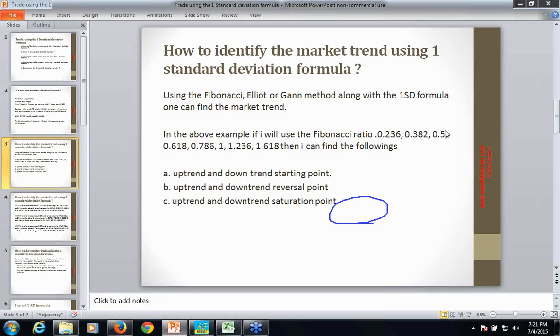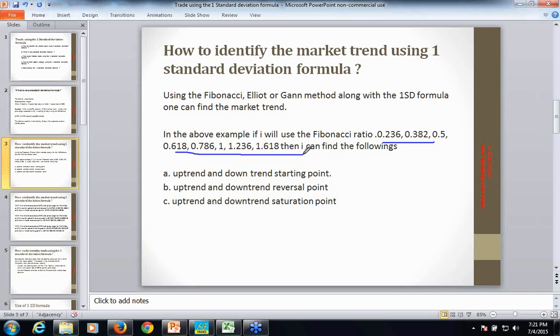Now coming to the next part of my presentation, wherein I'll tell you how you can now identify the trends using this particular formula. So you got a price range. Once you get a price range, you can use the Fibonacci ratios 0.236, 0.38 to 0.5. So these things, or Elliott or different Gann methods.